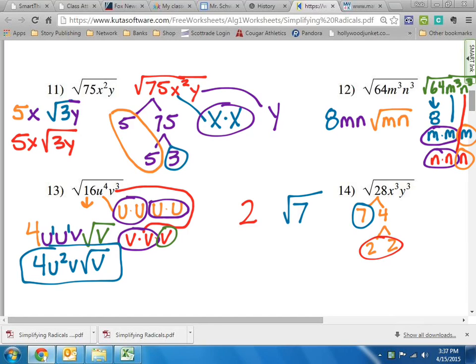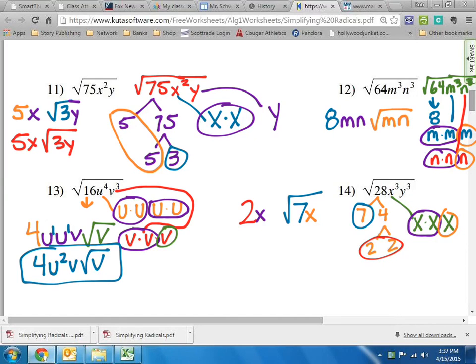All right, now let's deal with the variables. Here we go. So x times x times x. I do have a pair of x's right here. Excellent, so I can pull one out. But notice how I have one straggler right here. So that goes on the inside with 7.